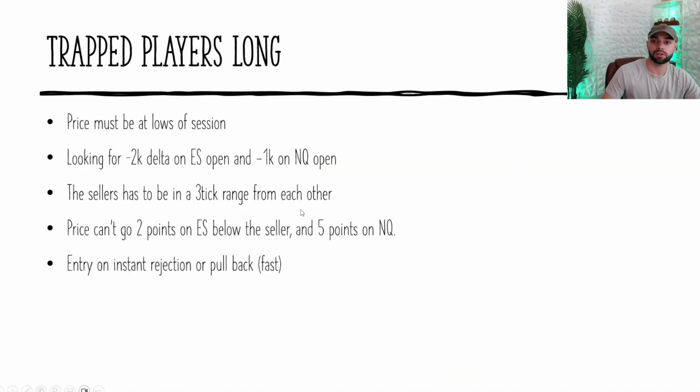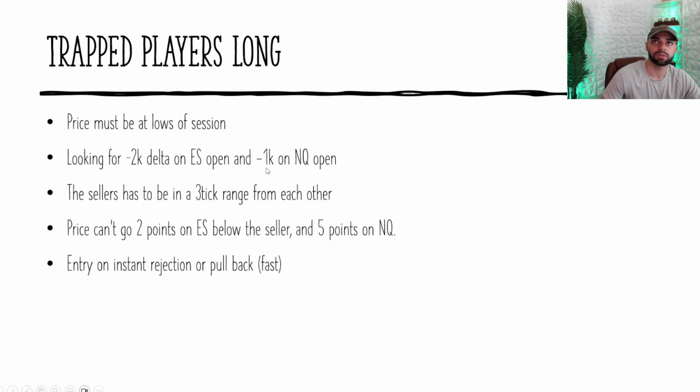The next trigger we're going to talk about, probably the last one. I have a bunch, but these are probably the only 3 y'all need right now to actually be decent at trading. So price must be at the lows or highs of sessions. Trap player longs, we'll talk about that first. Price must be at the lows of sessions, right? We're looking for negative 2K delta on ES open, negative 1K delta on NQ open. The sellers have to be in a 3-tick range from each other because it is a long. Price can't go 2 points on ES below the seller and 5 points on NQ. Instant rejection or pullback. So it's a very fast entry trigger here.